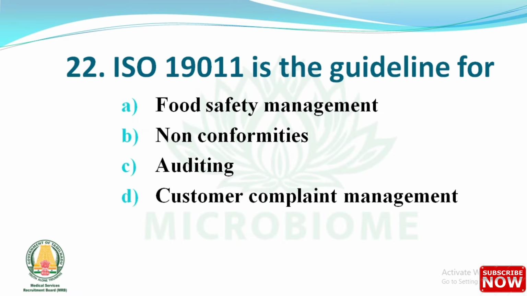And next question, ISO 19011 is the guideline for the options food safety management, non-conformities, auditing, customer complaint management. The right answer option C, auditing.